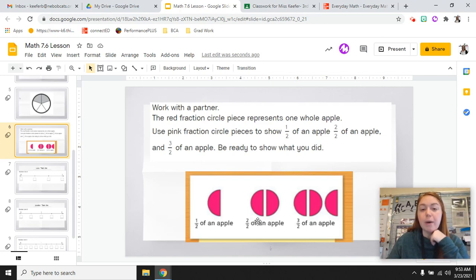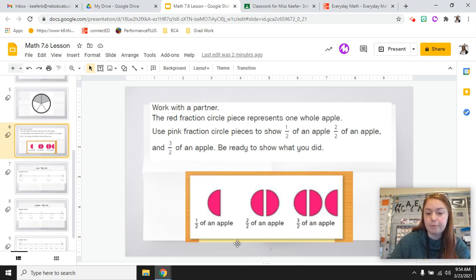Then it says to have 2 halves of an apple. Well, if I have half of an apple and half of an apple and I put them together, I have 1 whole apple. And remember, when you have 2/2, that represents 1. That is the whole. That is 1. Okay? But then it says 3 halves of an apple. Well, if I have half of an apple and half of an apple, that's 1. But then I need to add 1 more half to my apple. So we would have how many whole apples? 1 whole apple plus 1/2. So that would be 3 halves of an apple.